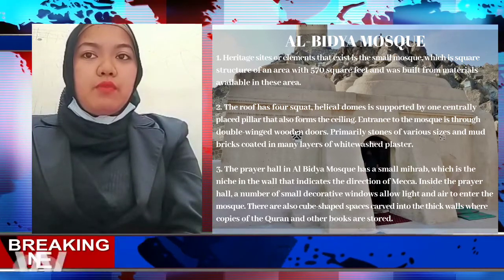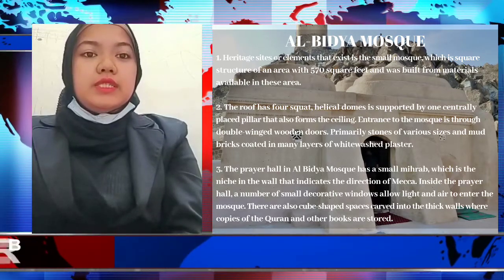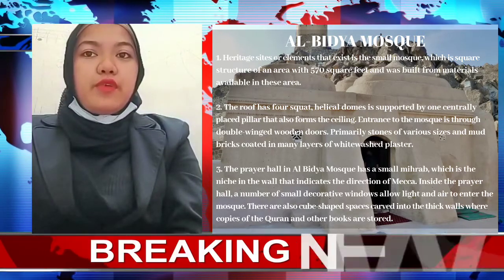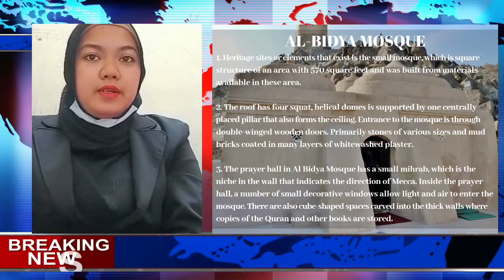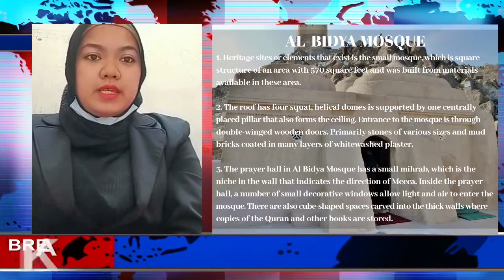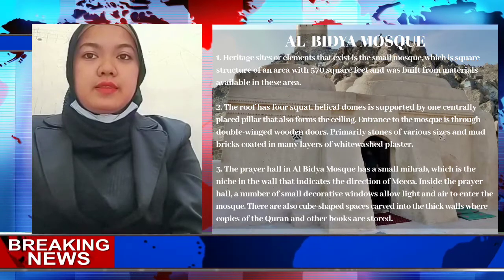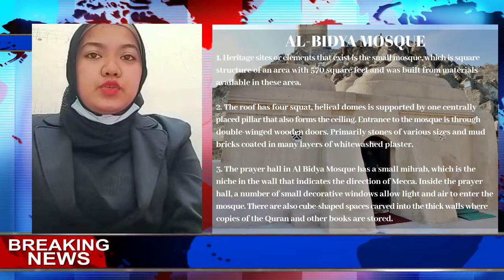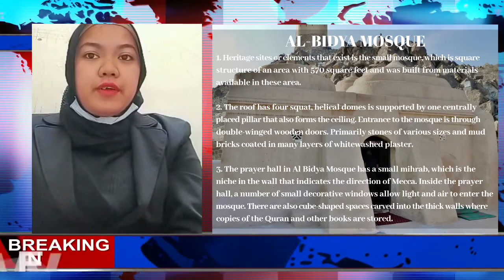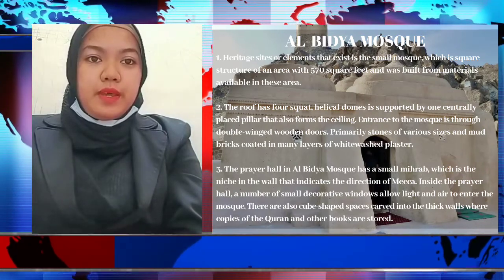As in Al-Bidya Mosque, the heritage site or element that exists is the small square structure of an area of 570 square feet, built from materials available in this area. The roof has 4 squared helical domes, supported by one centrally placed pillar that also forms the ceilings. Entrance to the mosque is through double-wing wooden doors. Primarily stones of various sizes and mud bricks coated in many layers of whitewash plaster.